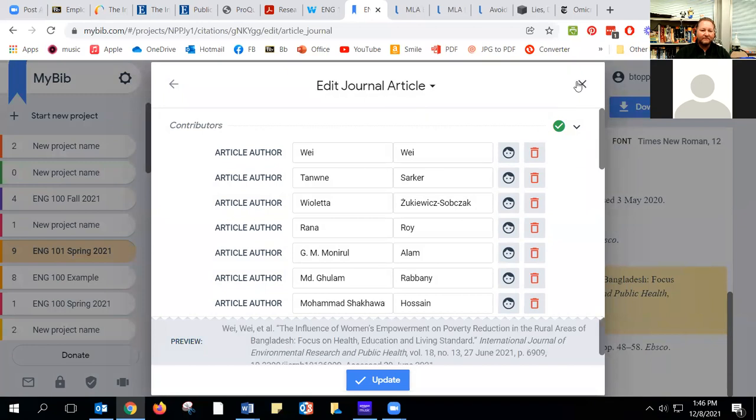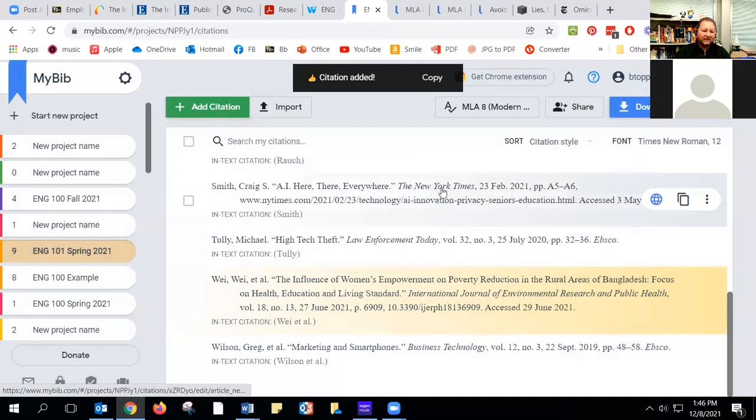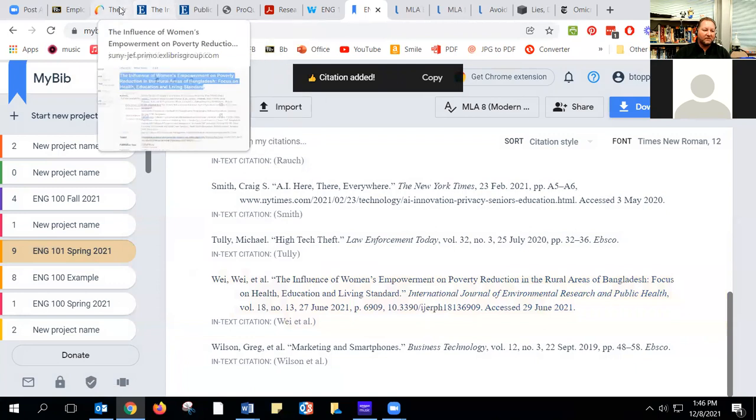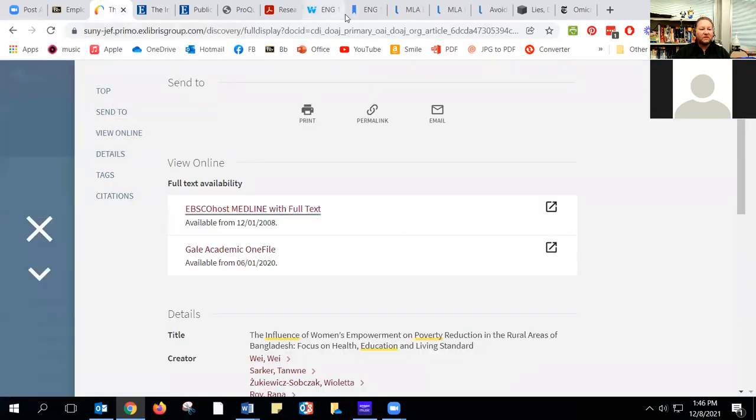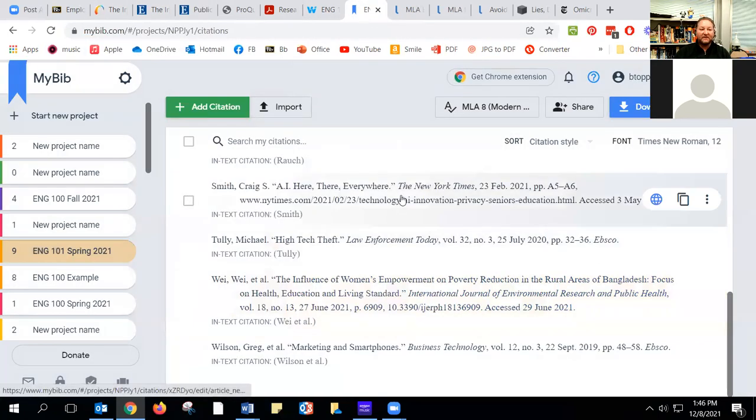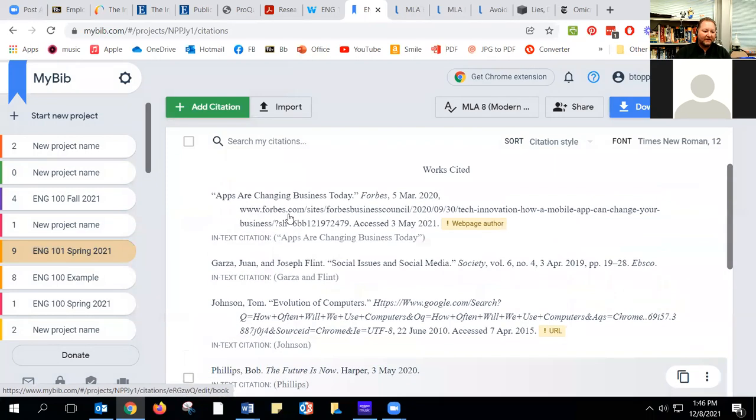Yay, there it is right there. So you can use this even with sources you find in the databases, simply by copying and pasting the title most of the time. It'll find a bunch of them there. Right. And so again, look at all of these here.